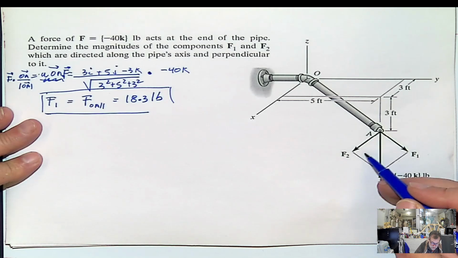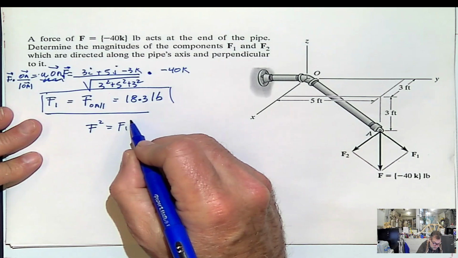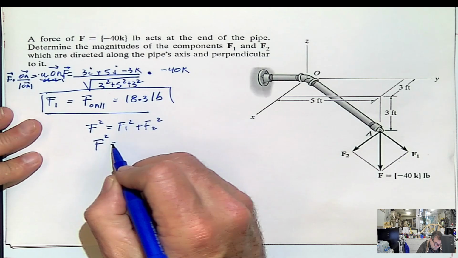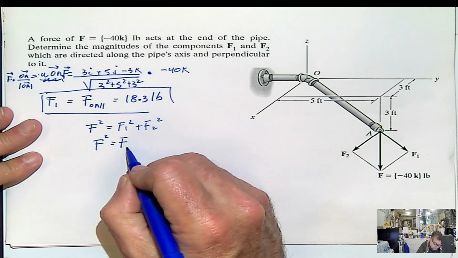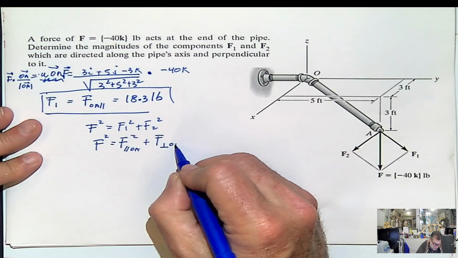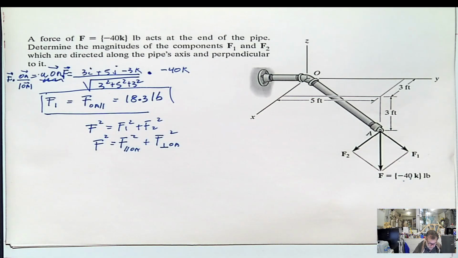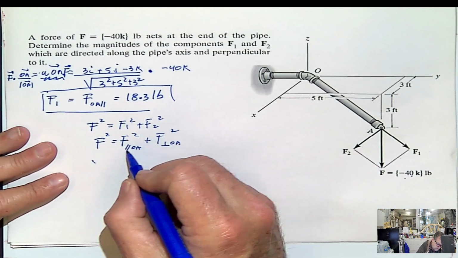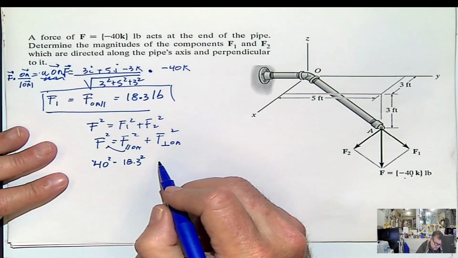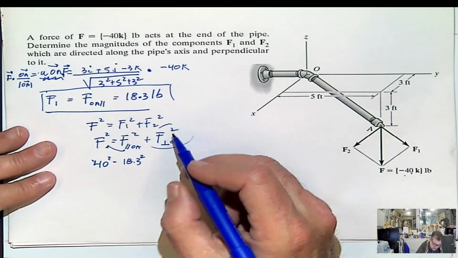For the component perpendicular, we do the same thing that we did before. We say that F squared is equal to F1 squared plus F2 squared, or if you will, F squared is going to be equal to the component of F parallel to OA squared plus the component of F perpendicular to OA squared. And we already have this, because the magnitude of this force is 40. So basically I pass this to the other side, 40 squared minus 18.3 squared, and I take the square root on both sides.